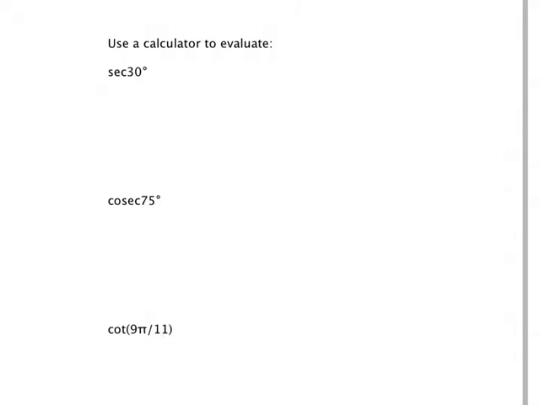Now, the easiest way to calculate what sec of 30 is, is to remember that sec is 1 over cos, so it's 1 over cos of 30 degrees. So on a calculator, 1 divided by cos of 30 is equal to 1.153 to 3 decimal places.